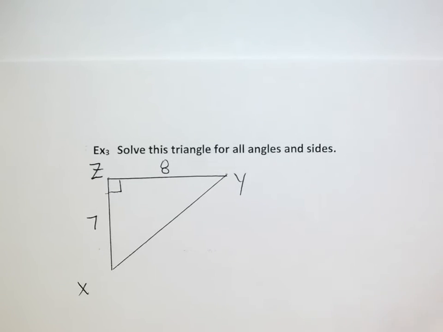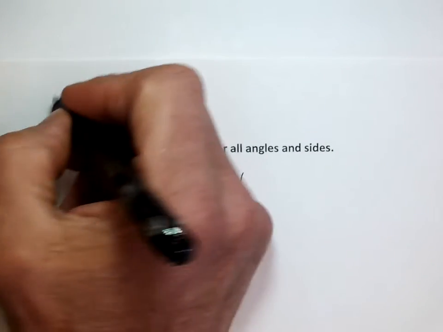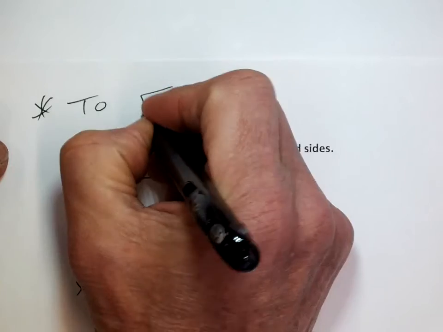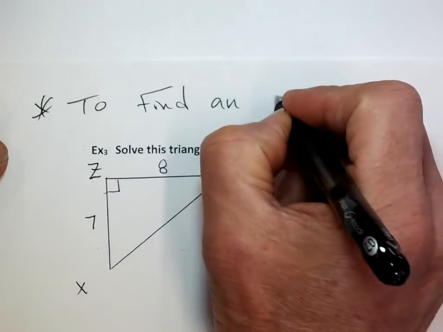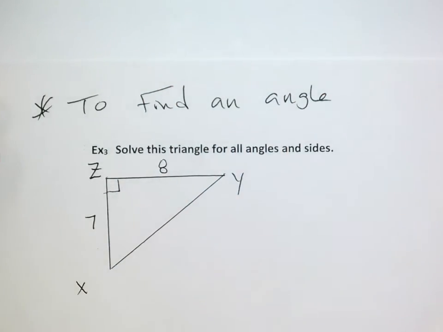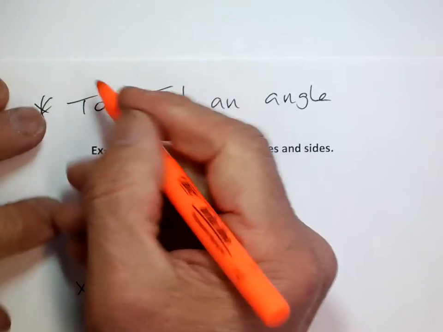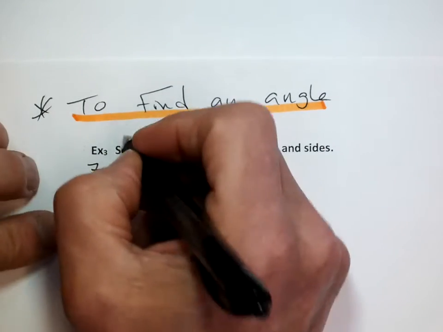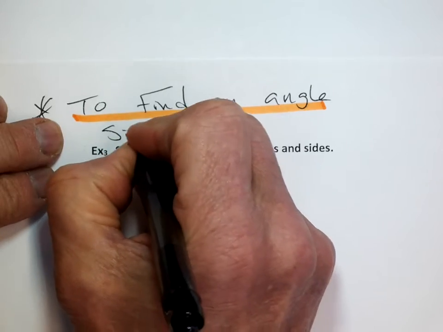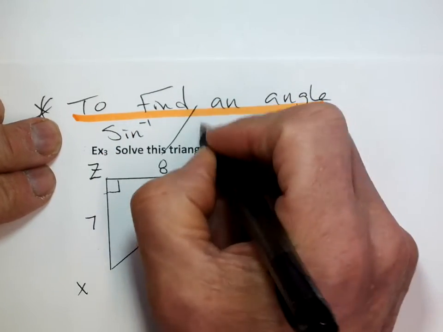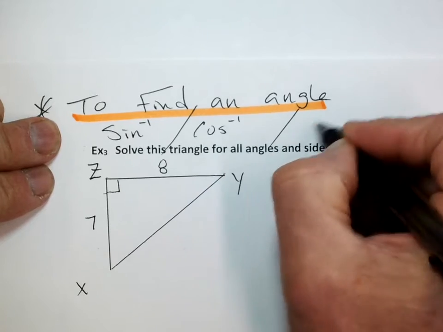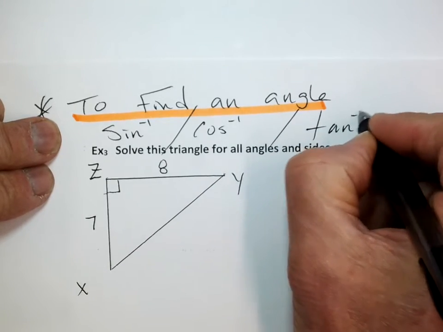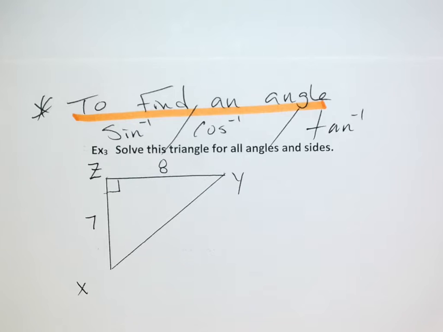If you want to find the angle, okay, write this down. To find an angle, you have to use either sine inverse, cosine inverse, or tangent inverse.